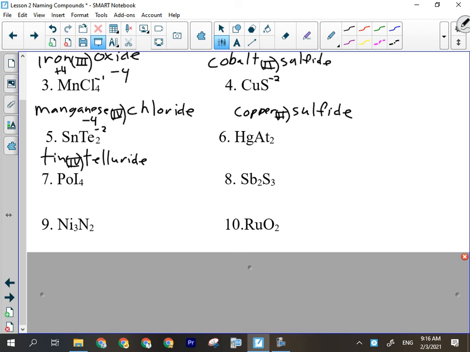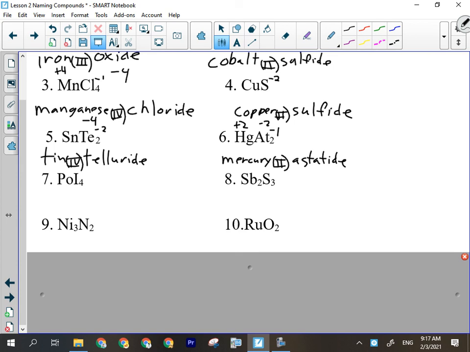All right, for number 6, Hg stands for mercury, and At is astatine, so this is mercury something astatide. And astatine has a charge of -1. There are 2 of them here, so this is 2 negative charges in total. There's only 1 mercury here. It has a charge of +2. Questions on that one?